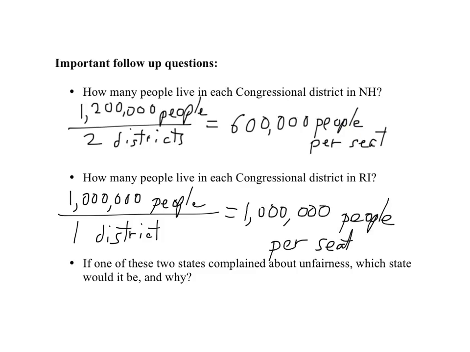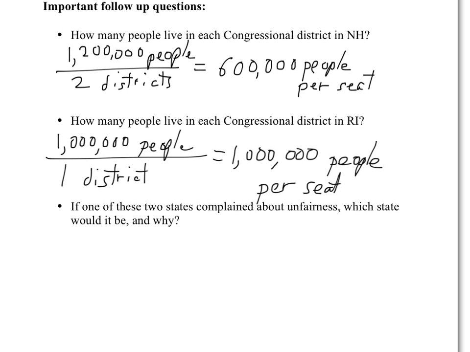Great, so now to see if we really understood, if one of these 2 states complained about unfairness of the apportionment, which state would it be and why? Now think about that for a minute. Who is getting a good deal here and who is getting a bad deal? Rhode Island with 1 million people per seat, is that good news or is that bad news when they look over at their friends in New Hampshire? Well, I claim that Rhode Island would complain.